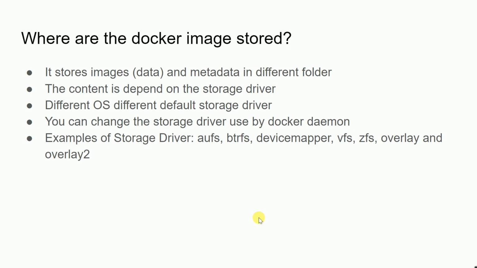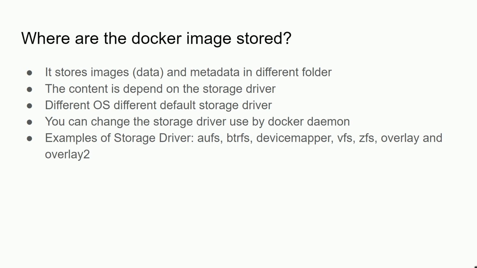Where is the Docker image stored? Basically, Docker has images, and when I say image, it is also known as data, and metadata in a different folder. It depends on the host operating system where we set up the Docker engine. On Linux, open source technologies, it is stored in /var/lib/docker. On Windows, it is stored under C:\ProgramData\Docker, right?